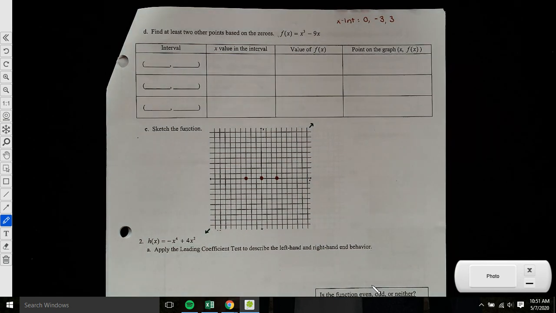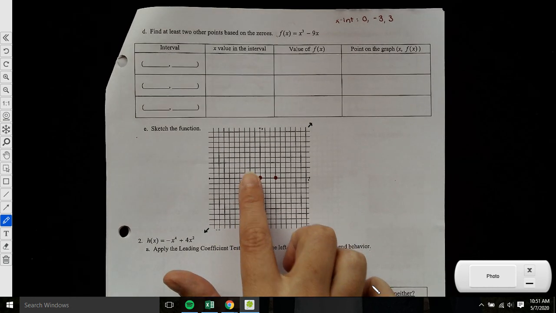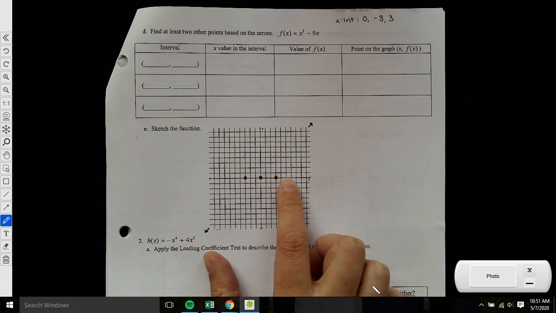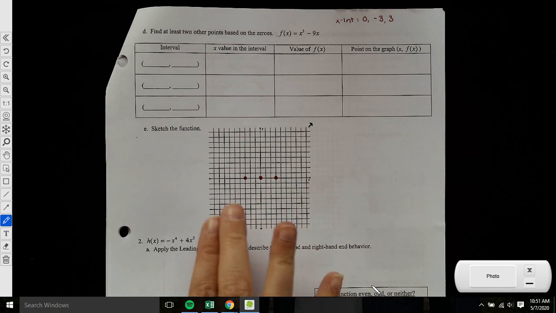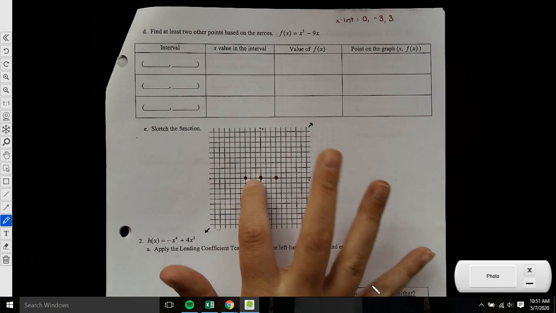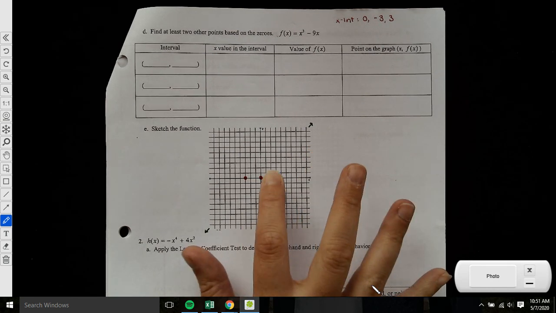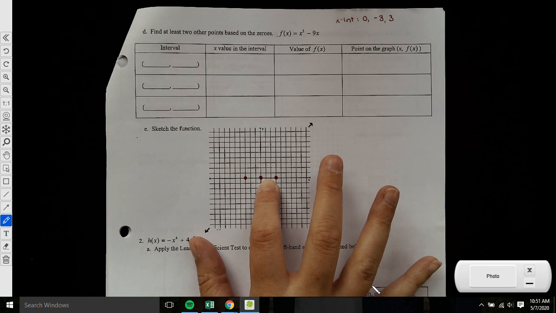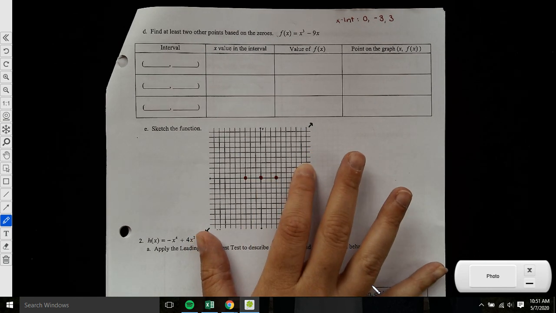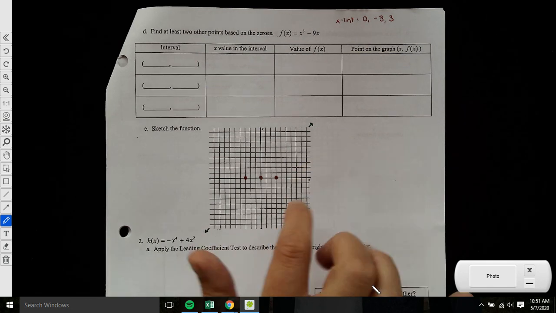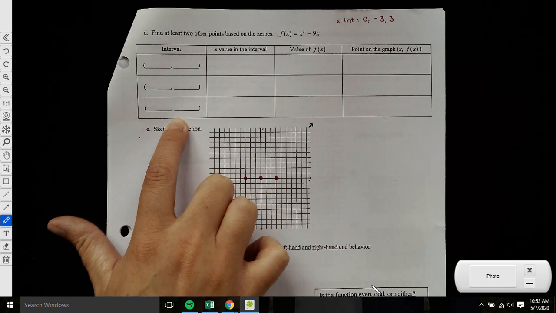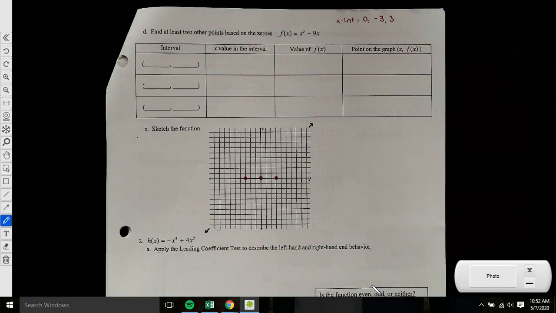So what I need to do is find different values in between these intervals. So I actually want to find a value on the left, in between -3 and 0, in between 0 and 3, and then on the right of 3. So I know this has 3 different intervals. I'm actually going to end up finding 4 because I like to find what happens in between each 0 and on the outsides of zeros.